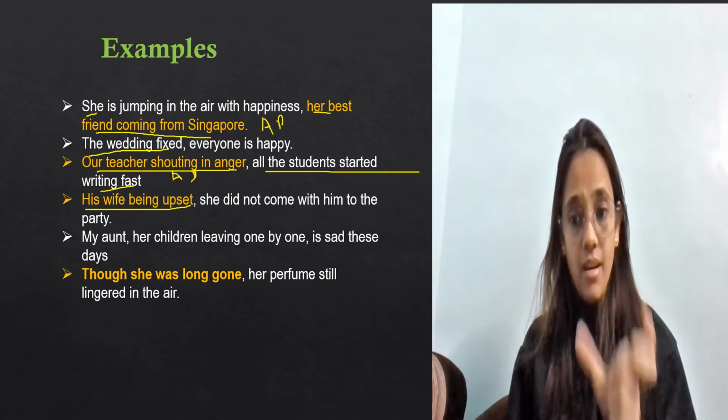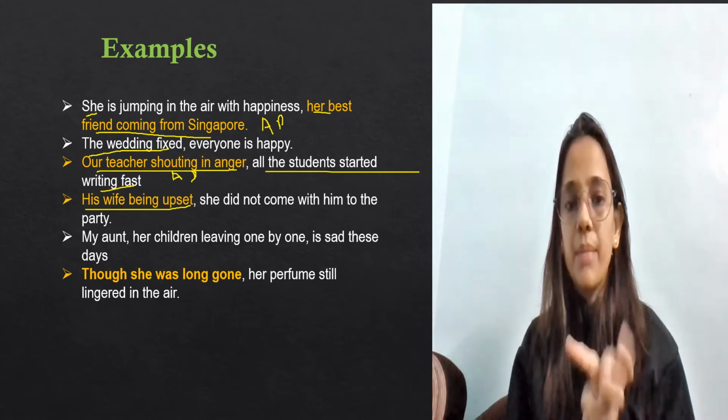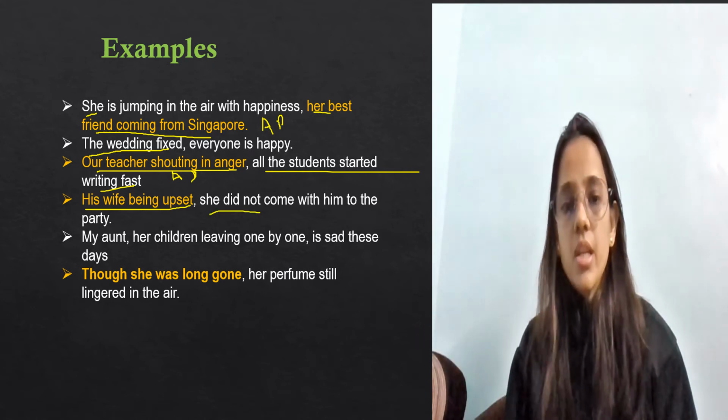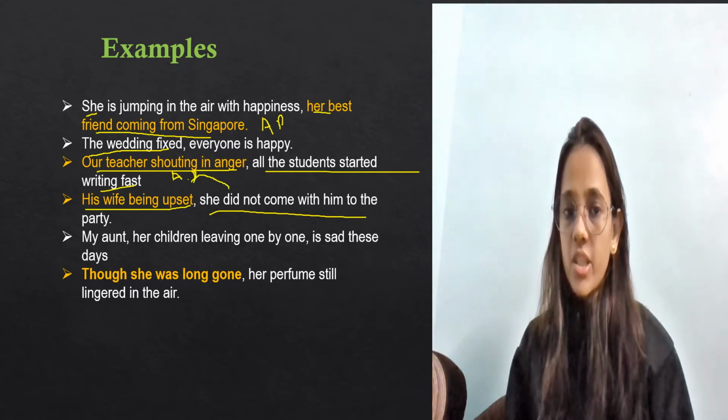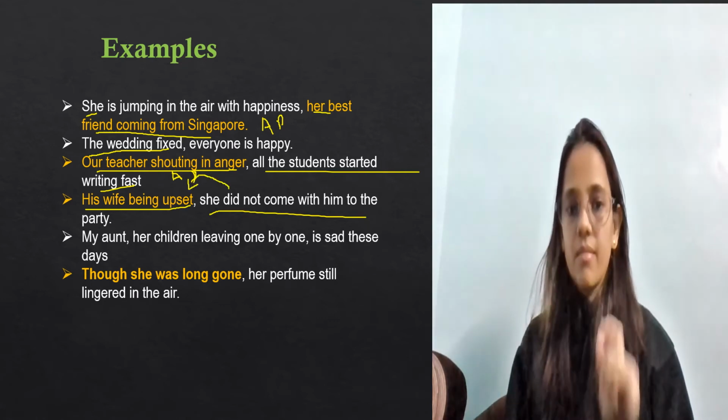So it's modifying the main clause. What is the main clause over here? She did not come with him to the party. So it's saying more about it. Why did she not come? Because she was upset. Please understand.